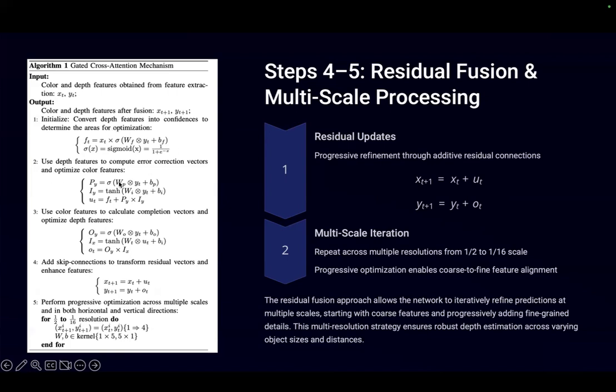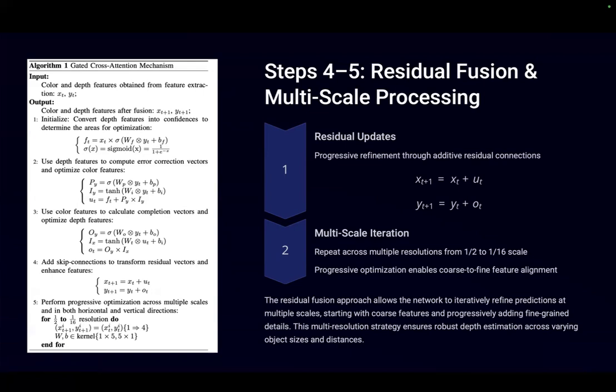So, initializing is the process we have discussed. Second part is updating the color features, and third is updating the depth feature based on the corrected color features. Fourth is skip connections and residual vectors, which we are adding. And the fifth one is the iteration process. So this is how the work process goes. Is it clear?